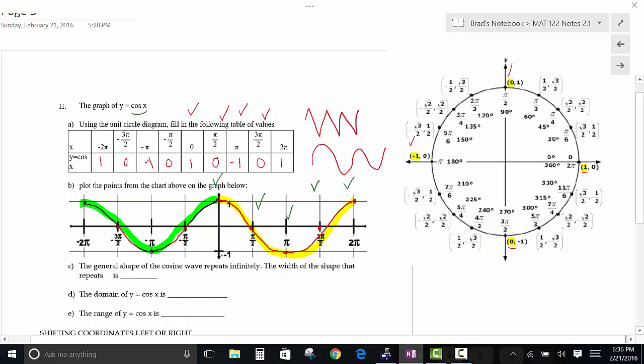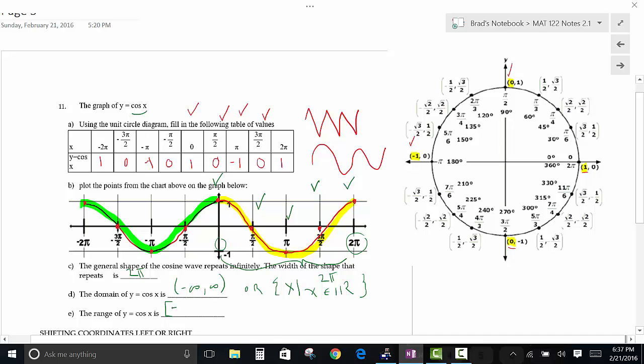So the width of that shape is 2 pi. The distance from 0 to 2 pi is 2 pi. So we'd say the general shape that repeats has a width of 2 pi, and that's called the period. Domain is all real numbers. We can write it that way, or we could write it as the set of x such that x is a real number.